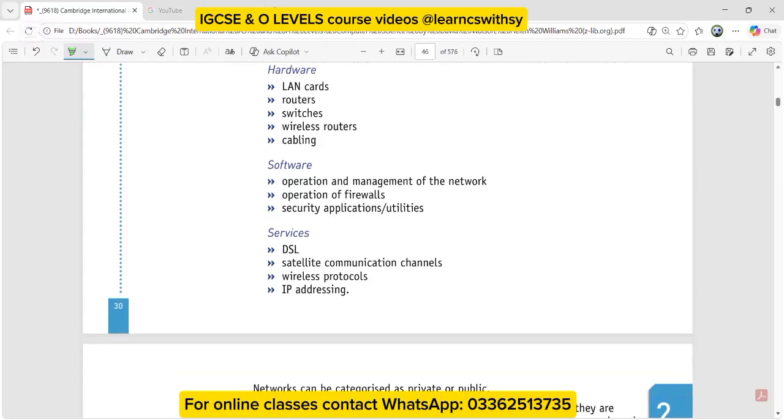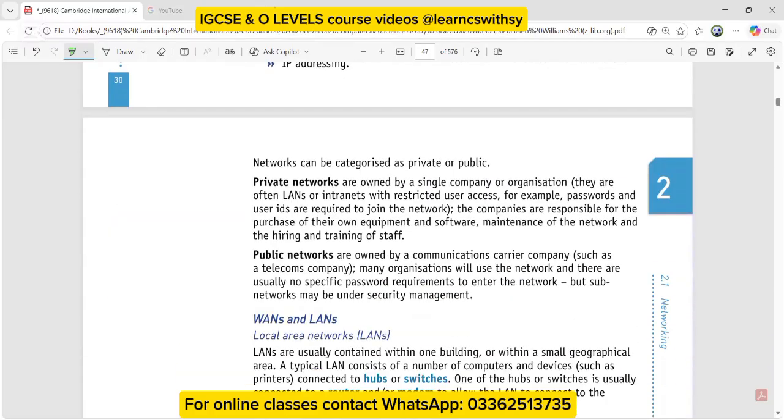Moving to private networks. Now, networks can be categorized as private or public. The one that is owned by a single company or organization is private, and the one that is owned by a communication carrier like the telecom companies is a public network. You must have heard people talking about public networks. As the name public means, it is available to everyone because it is not owned by a single company or by a single resource. Private is owned by the company and public is owned by the governments basically.